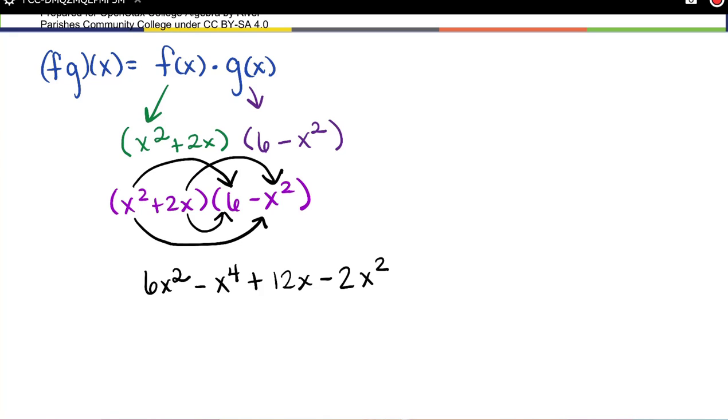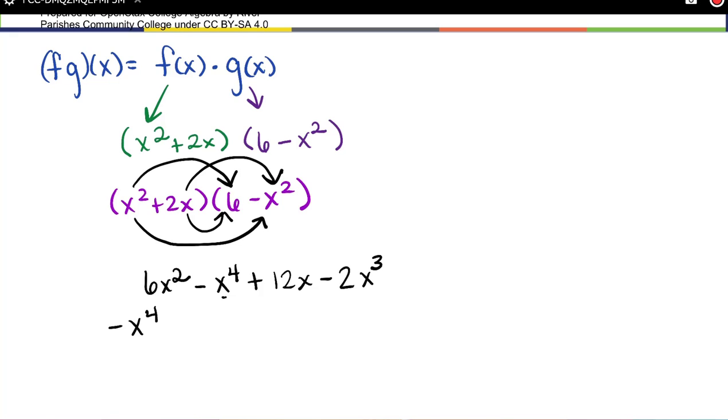Degree would be the exponent, so the highest exponent would be x to the 4th. The next highest exponent, oops, did you guys see my mistake? When I multiplied this 2x times the x squared, that's not equal to negative 2x squared. What should it be equal to? 2x to the 3rd. So that was my fault.